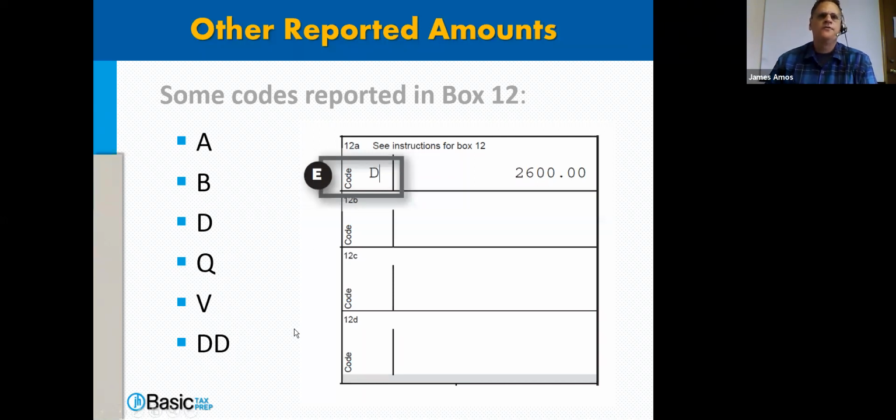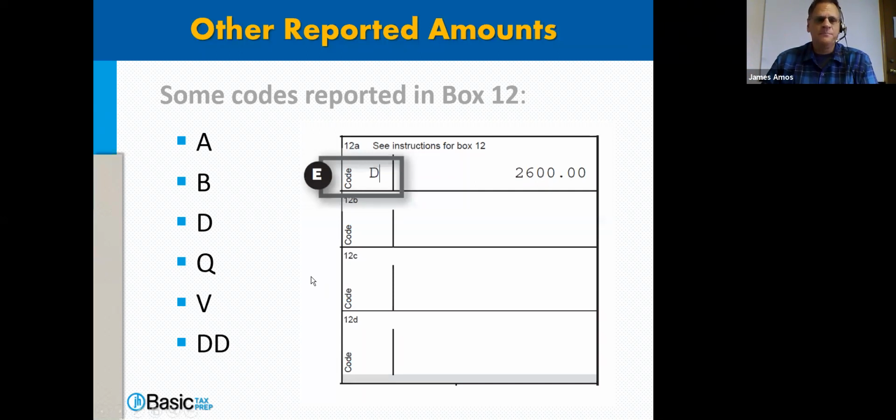DD is actually for the Obamacare stuff. That's where the employer reports how much the employer paid out of the employer's pocket for medical insurance for this employee. Okay? And why? Because there's a certain amount where if they paid more than a certain amount, it's considered a Cadillac plan and they have to pay additional tax on it.